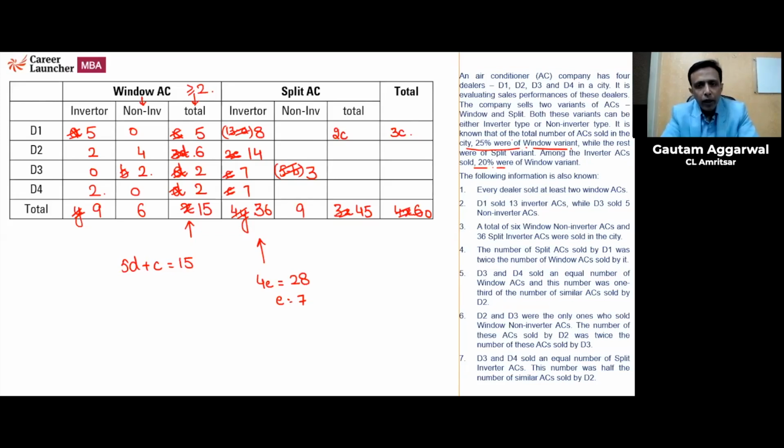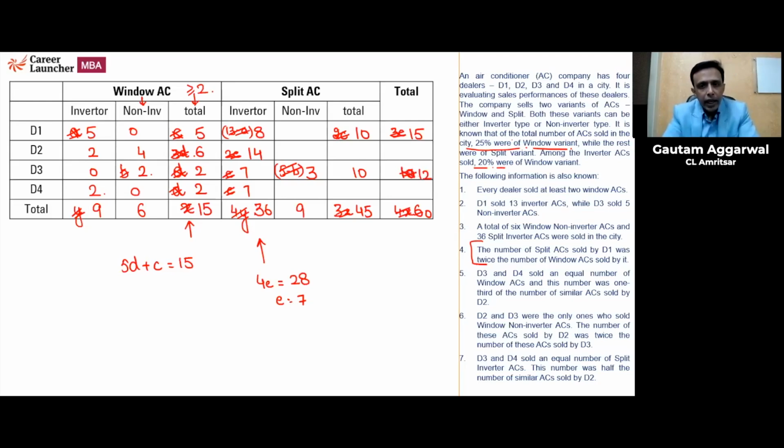Fine. Now what we are left with is total, I have 60 here. I have 5 here. This is 8. I missed out probably 1 point. D1 sold, D3 sold this. Okay. The number of split ACs, I missed out this point. The split AC sold by D1 was twice the number of window ACs sold by it. So this has to be total of 10. If this C was 5, this was 10. So this was 15. 7 plus 3, this has to be 10. So sorry, this has to be 10. And this 10 plus 2 would be 12.